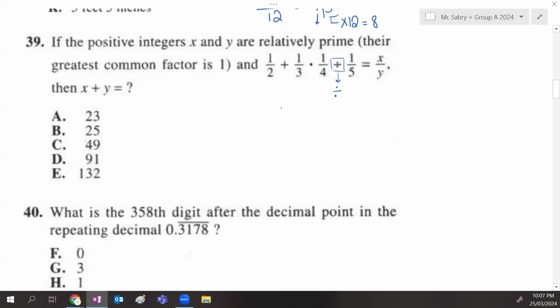So what you're going to do is just put this basically on a calculator. Put half, then the calculator will follow the correct order of operations anyway, and then 1/3 plus 1/3 times 1/4 and divided by 1/5. That would get you 11/12. That's x/y. They need x plus y, so that's 11 plus 12. That's a total of 23. Easy, correct?